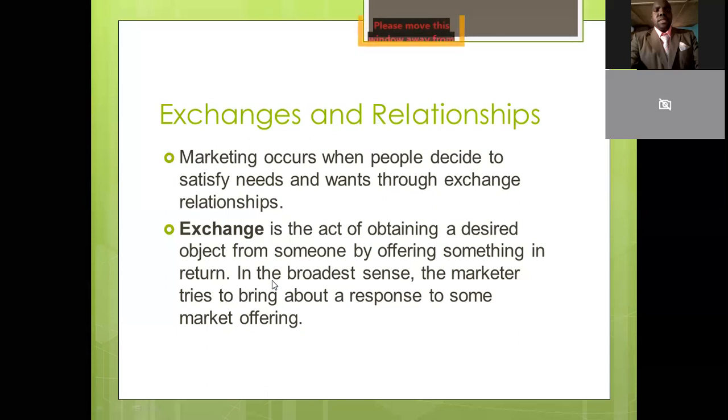So I may always tell some people, you know, that exchange is no robbery. If I give something, I may have to get something too. Especially when you come to me with a big demand. If you want it as a gift, no. But if you want to borrow, that is different. Yeah, something is supposed to be offered, otherwise. Right? Now exchange is the act of obtaining a desired object from someone by offering something in return. In the broadest sense, the marketer tries to bring about a response to some market offering.